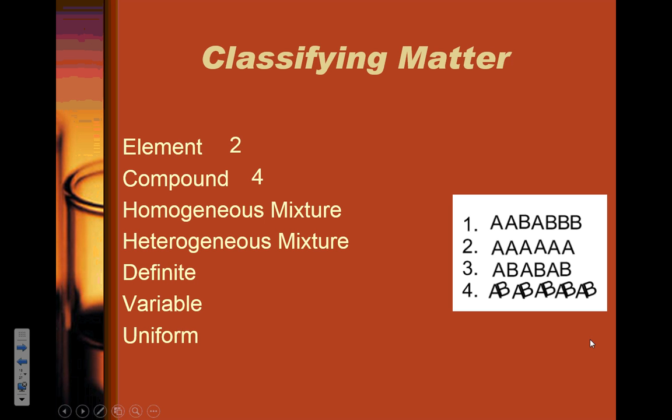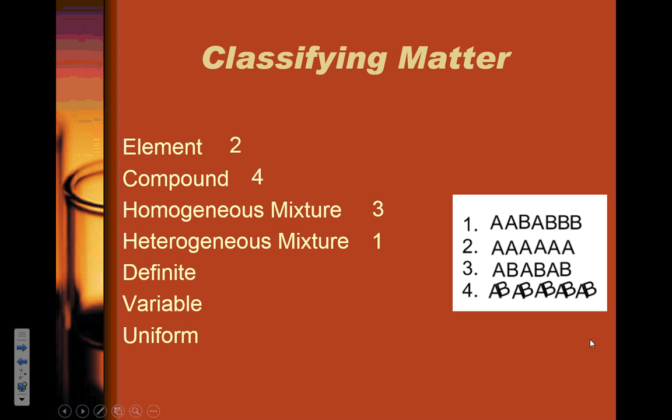Now, which would be a homogeneous mixture? Well, homogeneous is when they're uniformly mixed together. Well, in situation 3, we've got AB, AB, AB. It's a varied composition, so it's definitely a mixture, but it is evenly mixed together. And then the heterogeneous mixture, a non-even mix, which would be situation number 1.